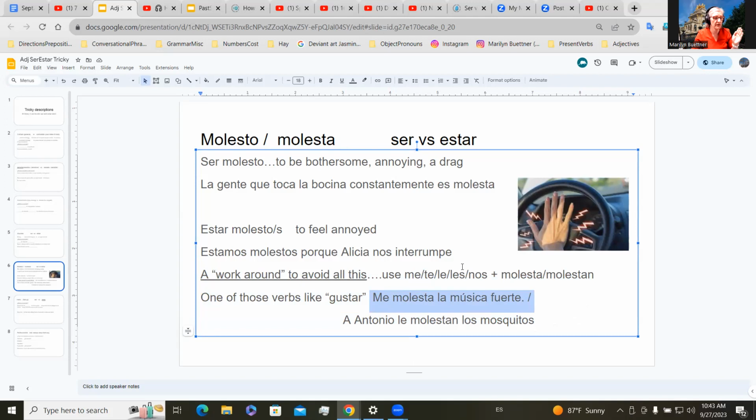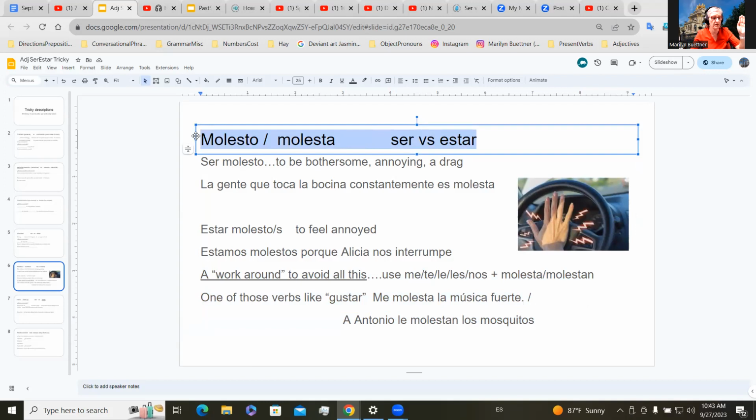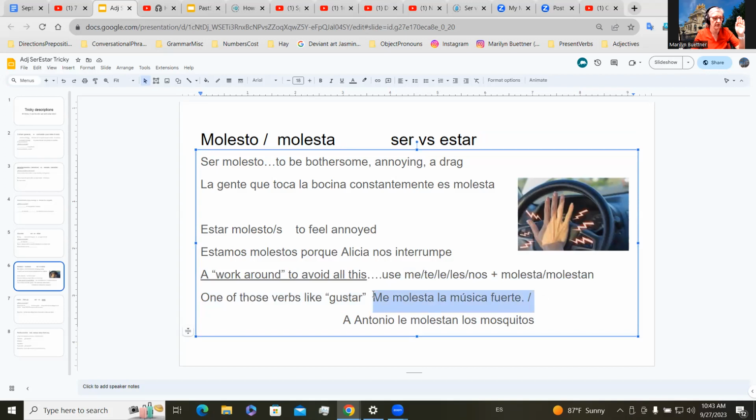Yeah, me molesta. But we're using it as a verb, whereas up here, we were definitely not using molesto or molesta as verbs. Down here, it is a verb, like gusta is a verb. Me molesta la música fuerte. Or we can make it plural. A Antonio le molestan los mosquitos. Mosquitos annoy Antonio.